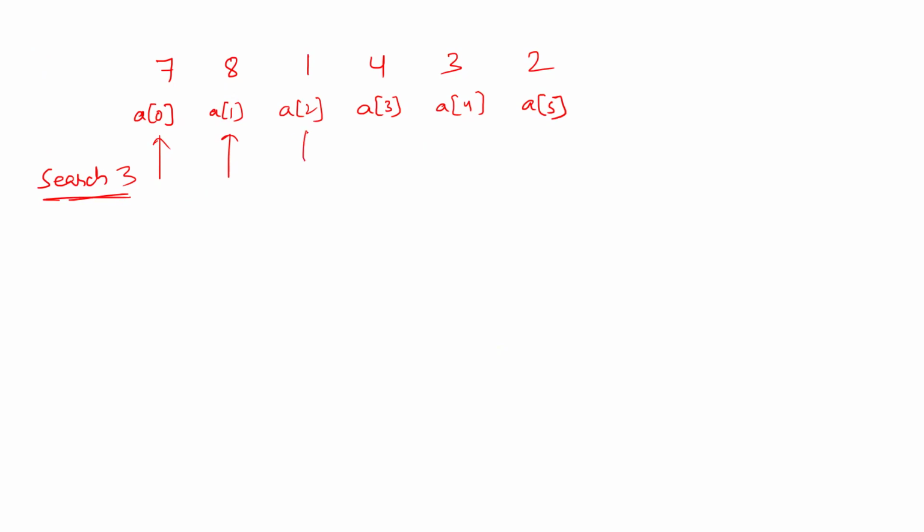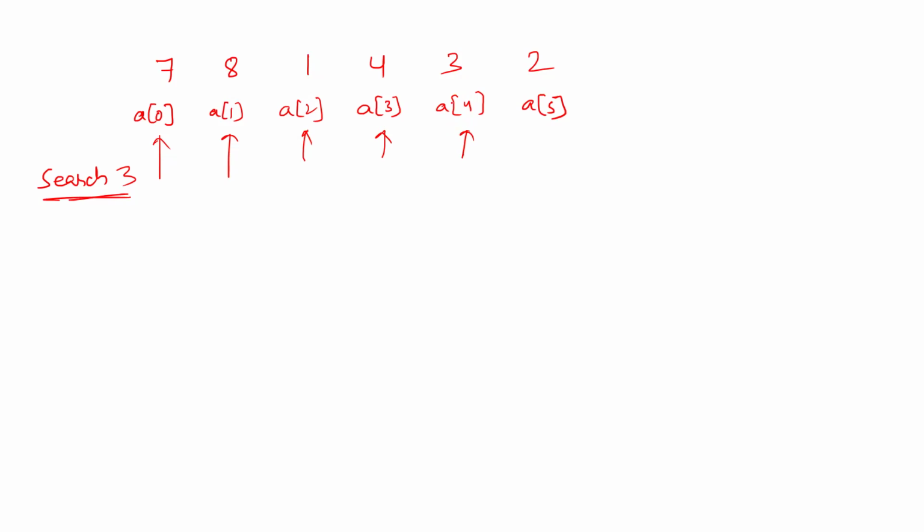Again, I will increment the loop and I will search index 2. In this way, I will continue searching, and finally, I will find this element at index number 4. So I can print the position of the element, that is index number 4.